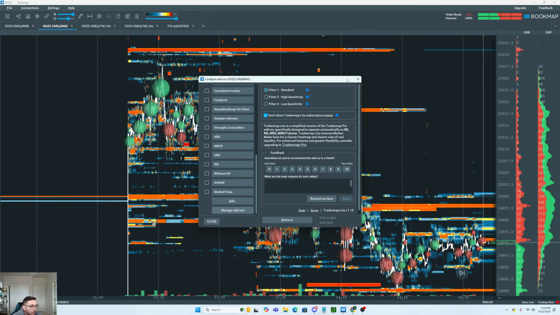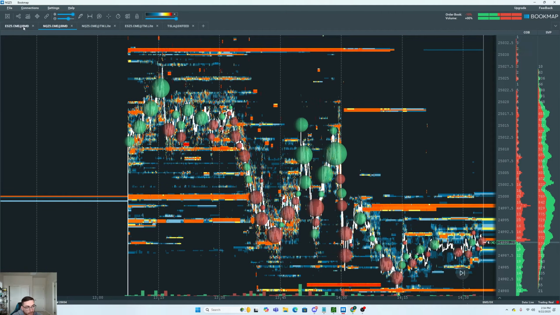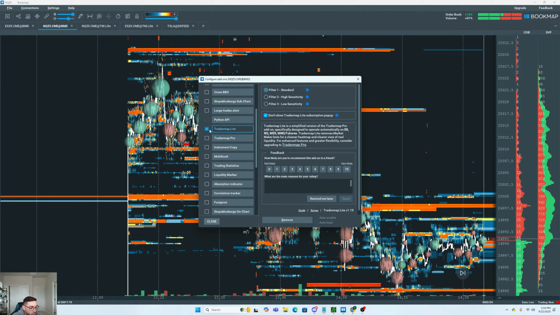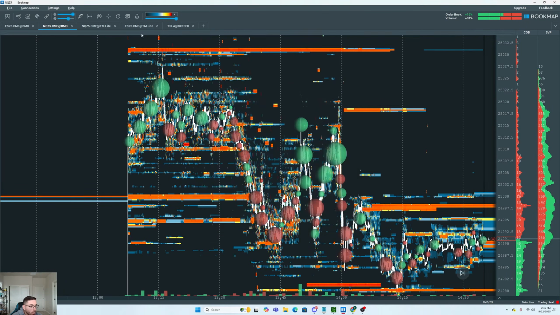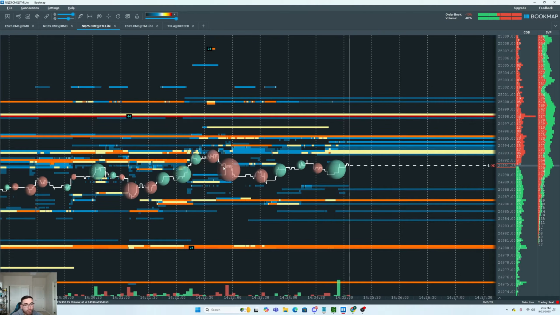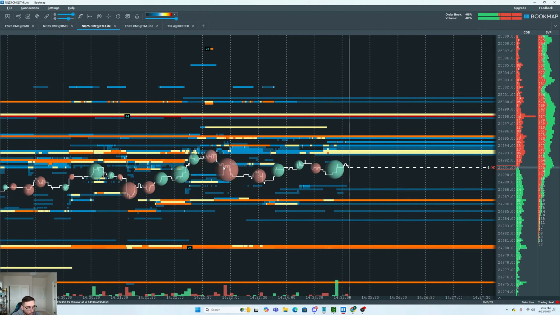And then when you're on the instrument that you want to use, if you're on the S&P futures or the NASDAQ futures, go back into configure add-ons and you want to select Trader Map Lite. Now, what this is going to do is it's going to get rid of that bot, and it's only going to show you the actual orders within the market.